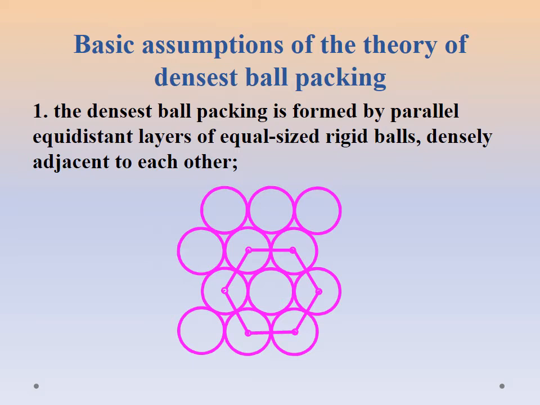Key provisions of the theory of dense spherical packing are the following. The first: the densest ball packing is formed by parallel equidistant layers of equal-sized rigid balls densely adjacent to each other.